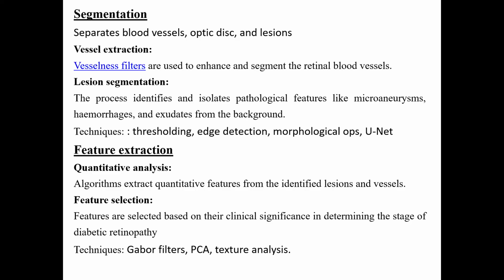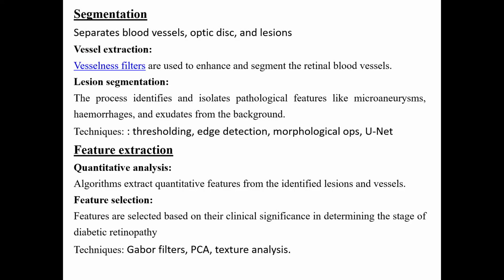Basically, here we extract morphological features, which represent the shape of the vessels and microaneurysms. Then we extract texture features, which give information about the roughness or smoothness of the retinal regions. And we also extract color features, which identify the exudates, the yellowish lesions that we see in the human eye. The techniques used for this are Gabor filters, PCA, and texture analysis, some of which I have listed over here.